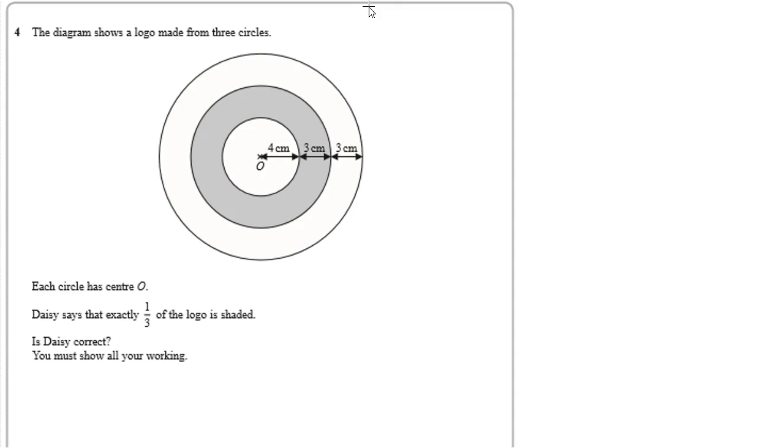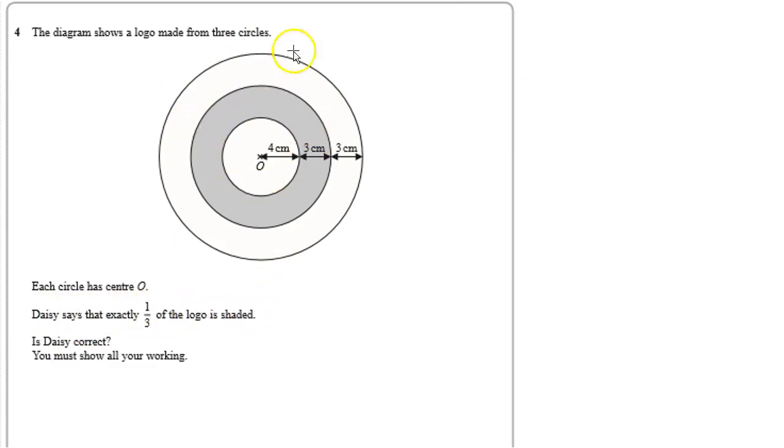Question number 4. The diagram shows a logo made from 3 circles. Each circle has the same center, which means these are concentric circles. Daisy says that exactly 1/3 of the logo is shaded. Is Daisy correct? You must show your working.